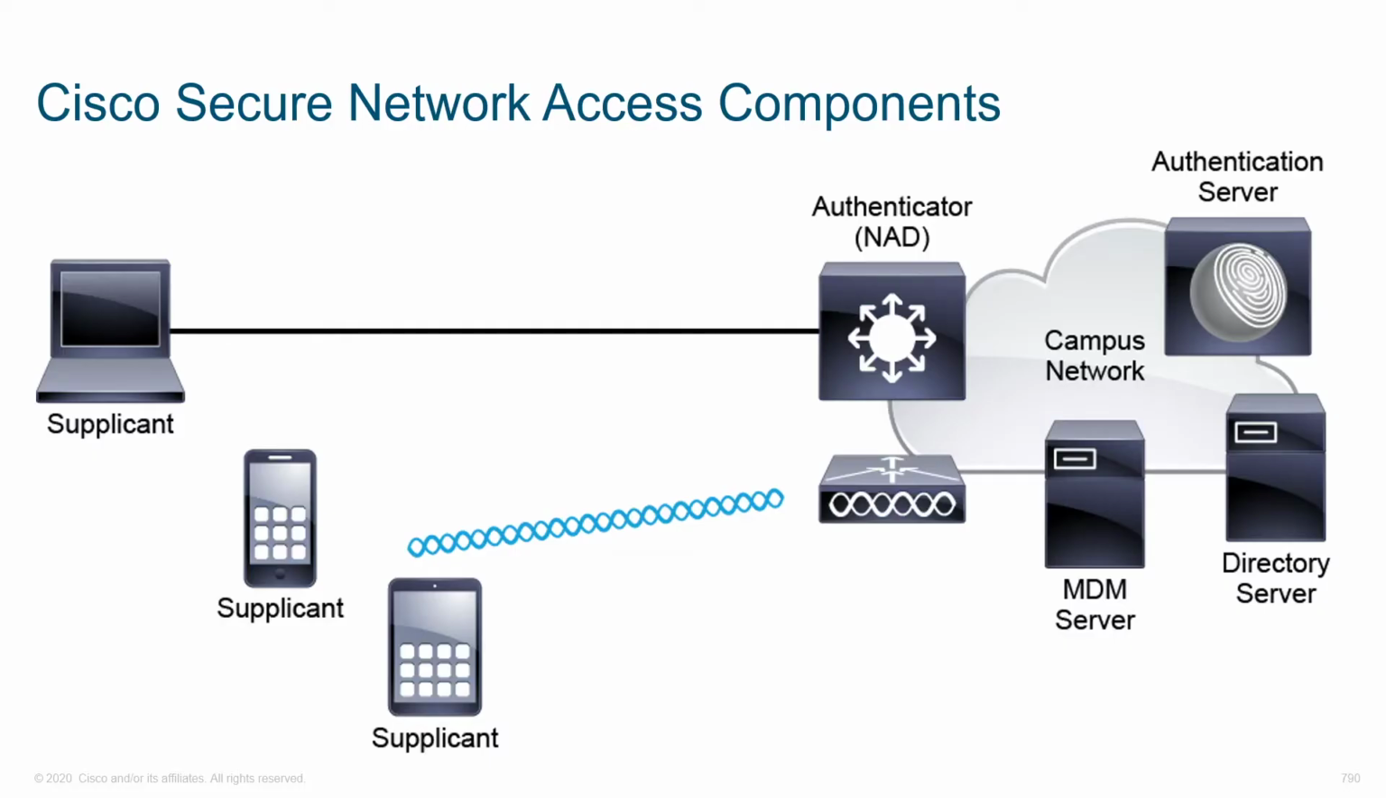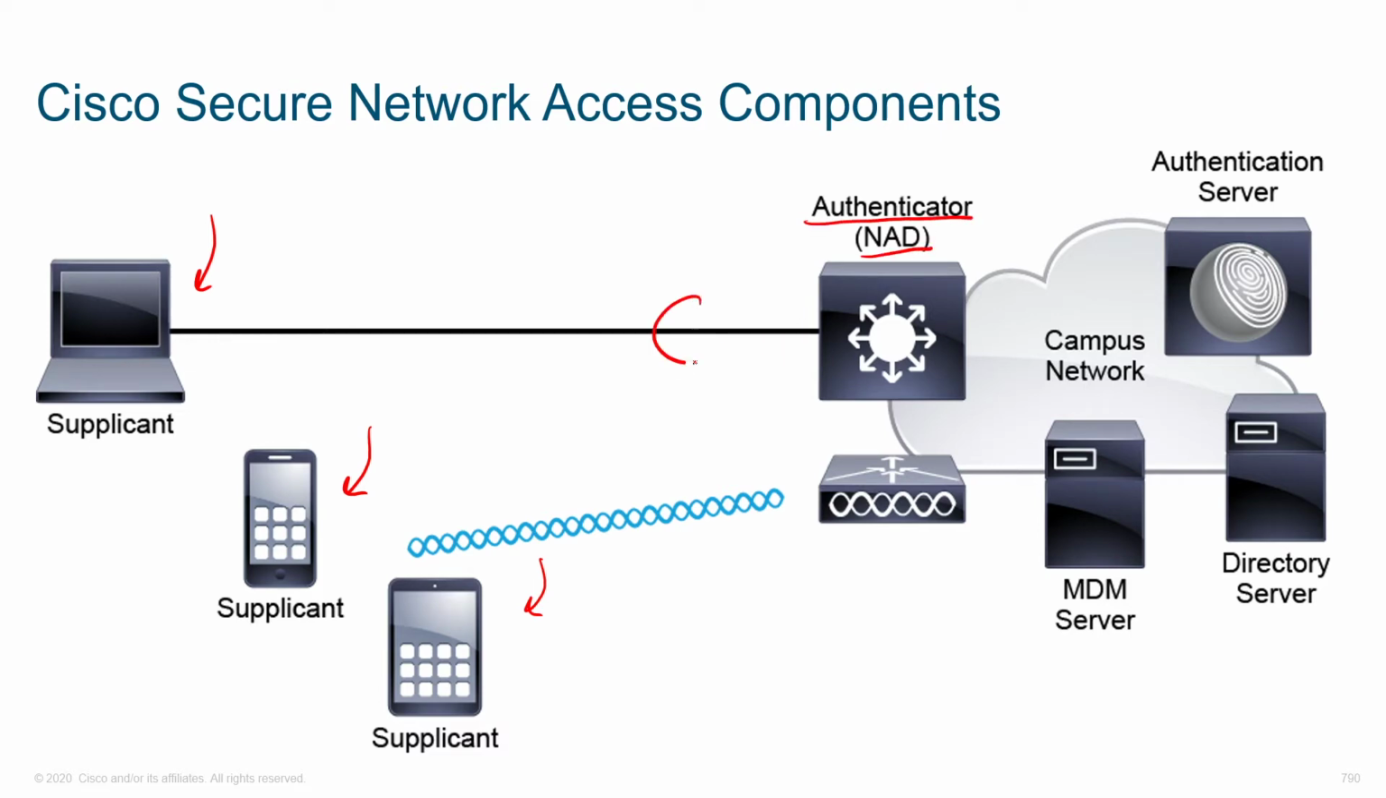Let's take a moment to formally introduce the components required for secure network access. On the left-hand side, we have our supplicants. Could be a laptop or desktop. It could be Windows, Linux, OS X for mobile devices. Could be iPhone, could be Android. And when these devices connect, they basically reach an authenticator or network access device.